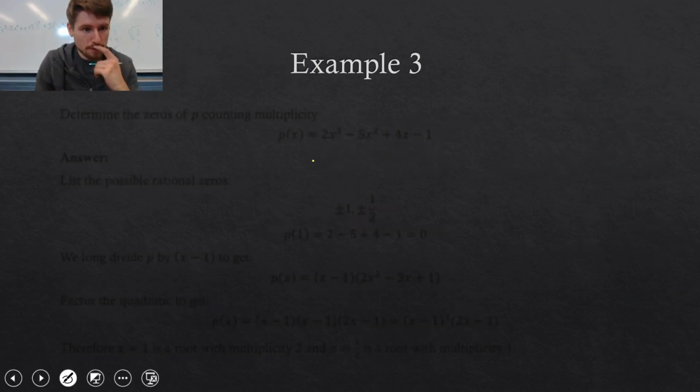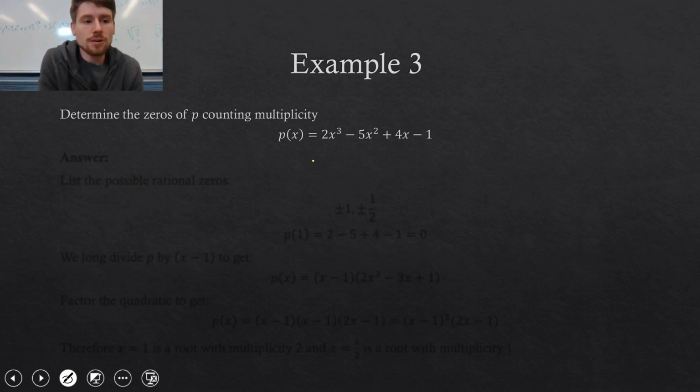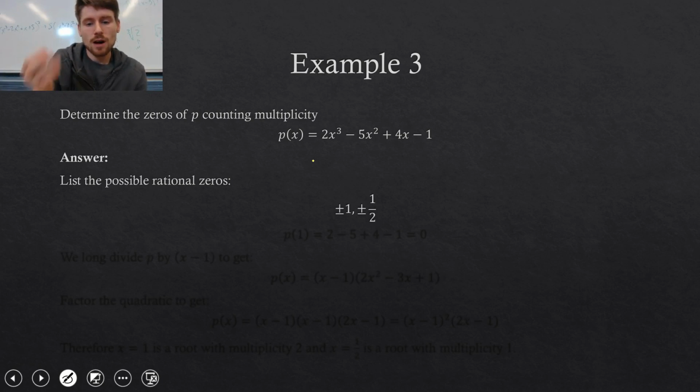Determine the zeros of p counting multiplicity. So here's our polynomial, 2x cubed minus 5x squared plus 4x minus 1. Now we're dealing with something that's going to have potentially rational zeros because the leading coefficient's 2 in this case. So let's list out the possible rational zeros. We've got 1, -1, a half, and -1/2. That's not so bad. The constant term was 1, so its factors are just 1. And the leading coefficient is 2, so its factors are 1 and 2.